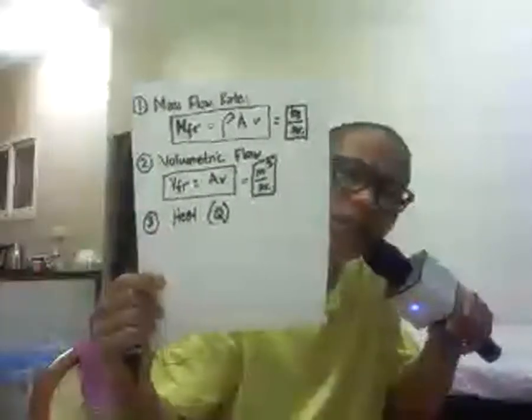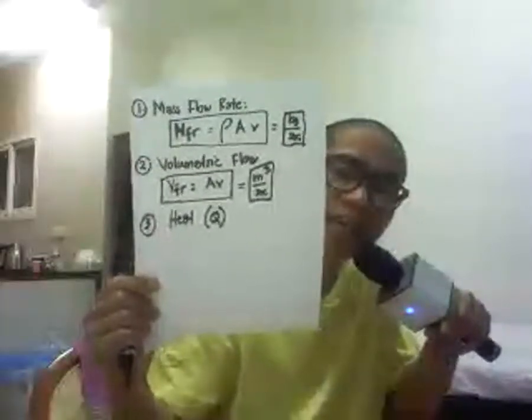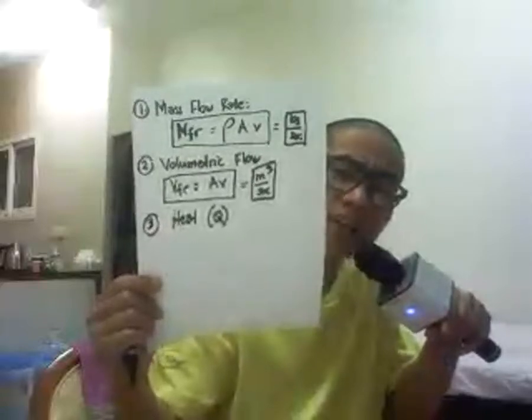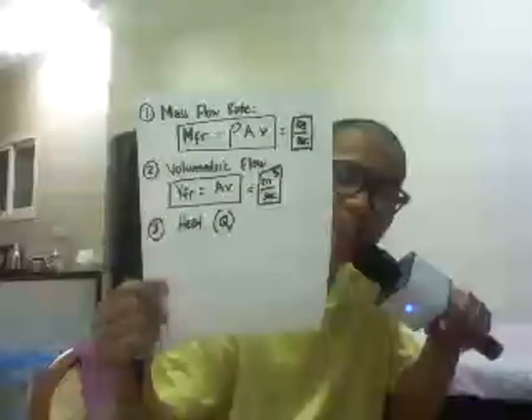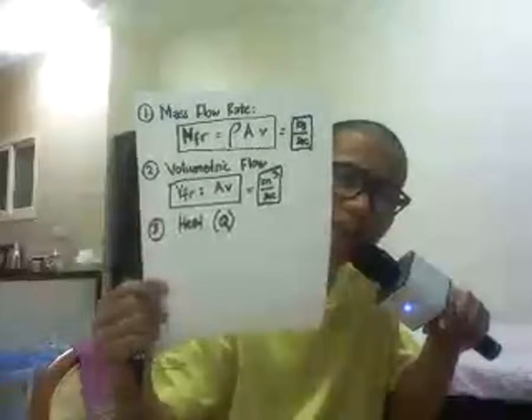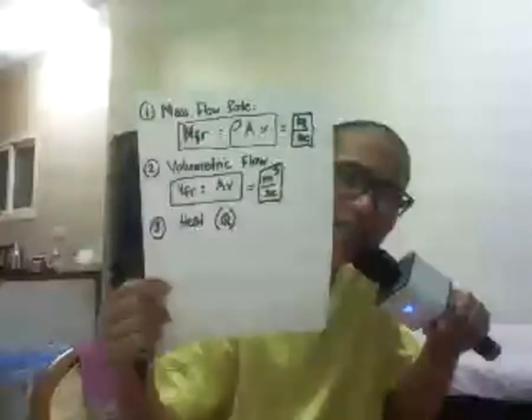Okay, so that's it. So number 3, heat. I love heat. Heat is represented as Q, capital Q. Actually, it could be small. It's studied also in chemistry, but in thermodynamics, the focus is really this heat, thermal energy.